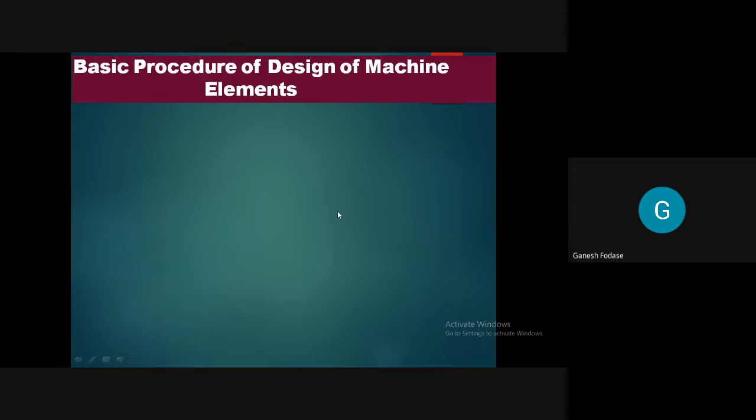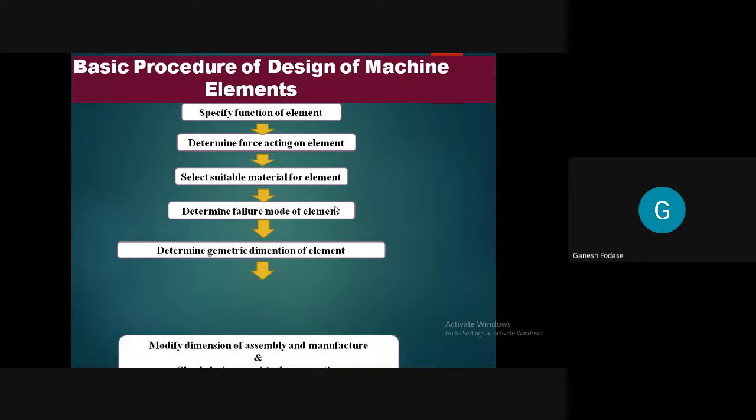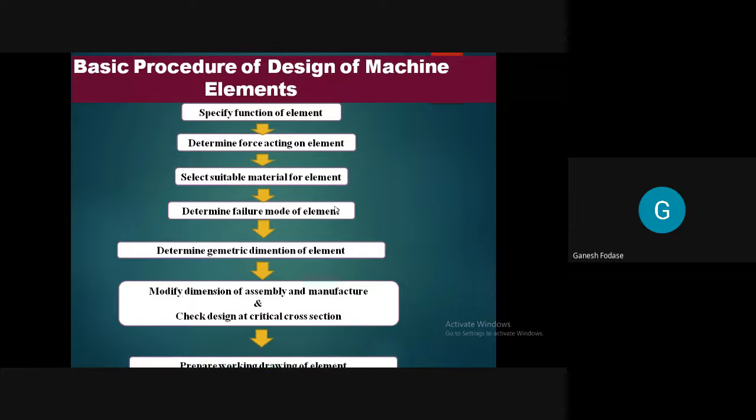Now, the basic procedure for design of machine elements. Just first discuss all this. You can see here, this is the basic procedure. First, we have to specify the function of the element. Let's say we have to design a cotter joint first. So we must know what the function of the cotter joint is, where it is going to be used, and what its applications are. Then once you understand the element and its application properly, we are going to calculate the different forces acting on that element. Which forces will act on that element during its operation? That we need to think about.